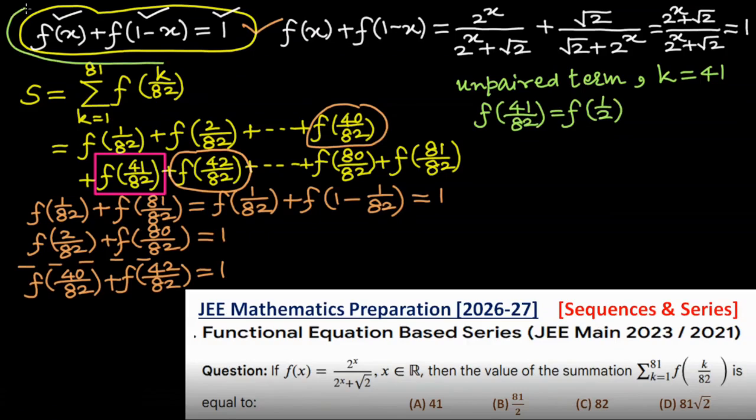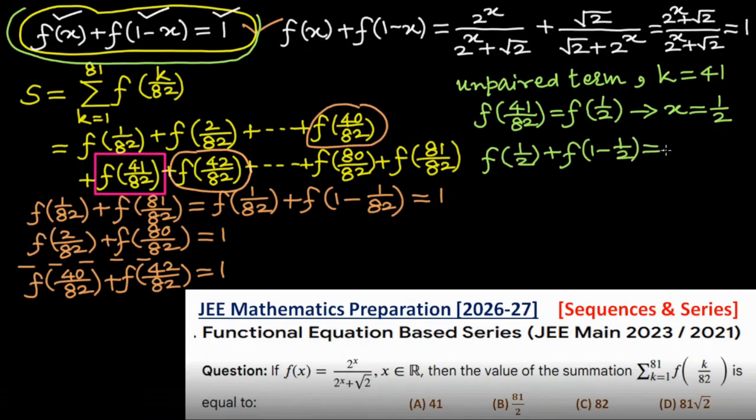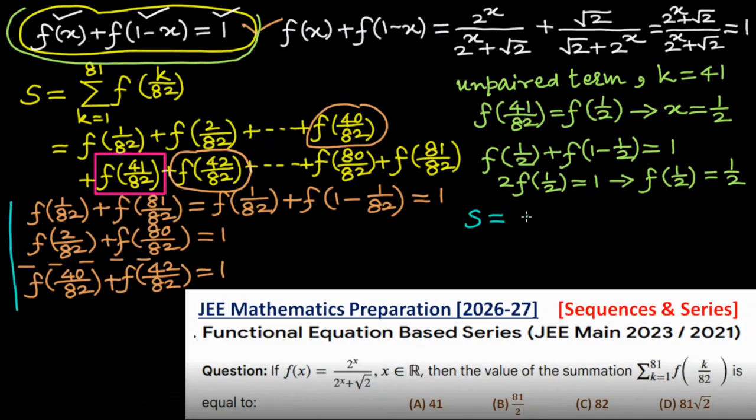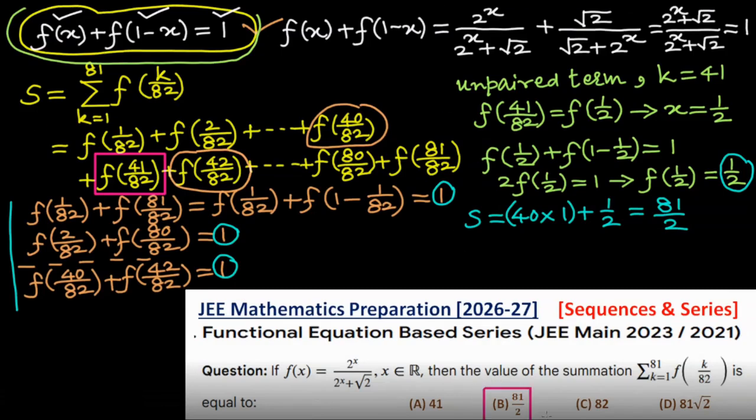Using this established identity, when x equals half, we have f(half) plus f(1 minus half) equals 1, and this f(half) plus f(half) will be 2 f(half) equals 1, which gives f(half) equals half. Finally, we will sum everything together and write S equals, there are these 40 pairs, the sum of each pair being 1, plus the middle term half, which gives 81 upon 2. Hence, the correct answer here is option B, 81 upon 2.